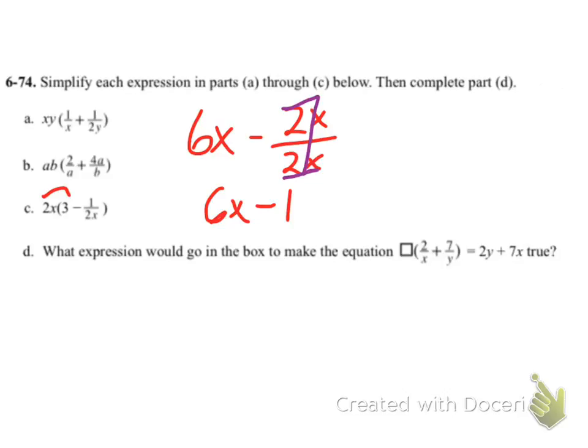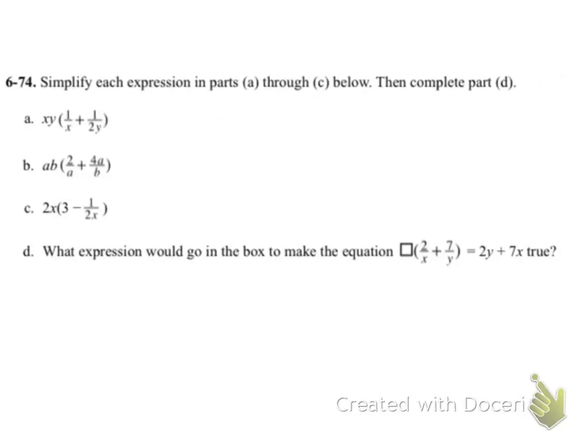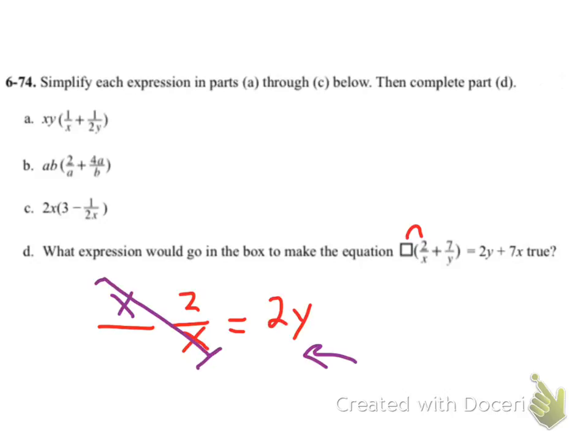And on the last problem, now we're kind of doing this in reverse. So what goes inside of this box here so that we get this as the result? So just looking at the first part here, if we would distribute that, something times 2 over x will equal 2y. So I know that there has to be an x in the numerator, because x divided by x will make a giant 1, and that's why there's no x in the denominator here.